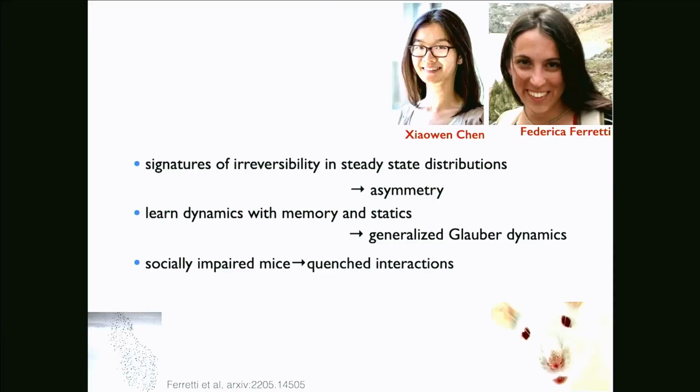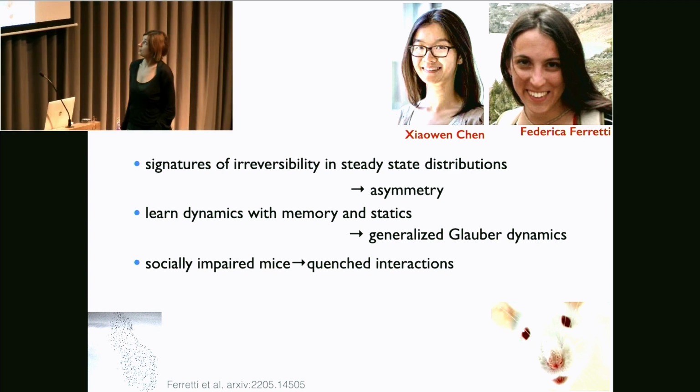All right, so that's it. I basically tried to show you how we can find simpler ways of measuring how irreversible a given system is, just by looking at steady state distributions. And then since we're really interested in learning dynamics of these collective systems, we encountered the problem of how to learn dynamics of an interacting system, which led us to find that socially impaired mice basically get stuck in their interactions. So that's it.